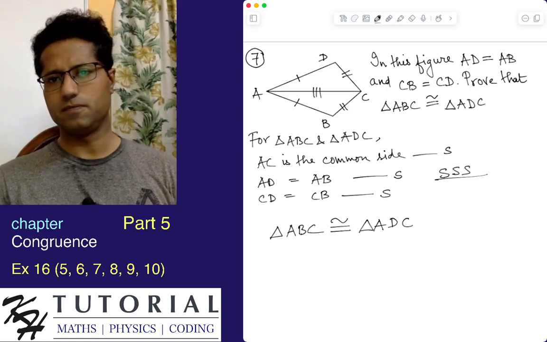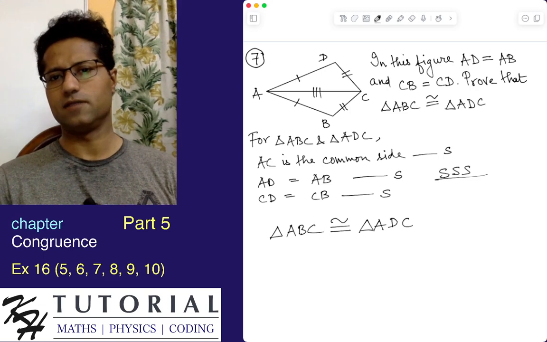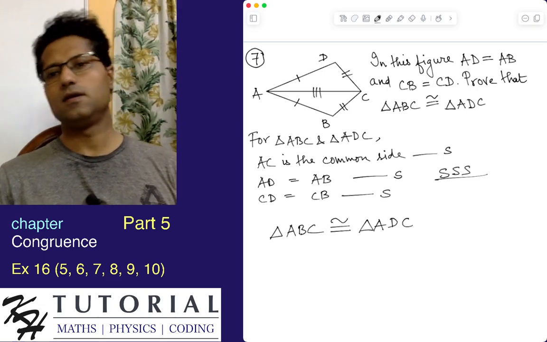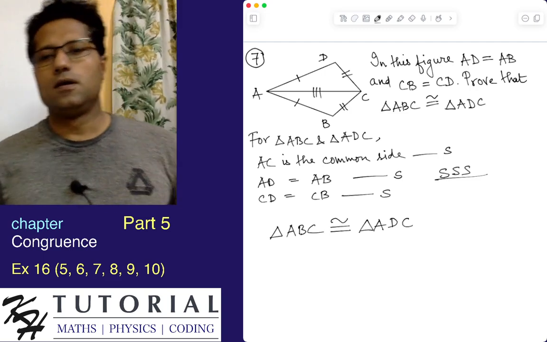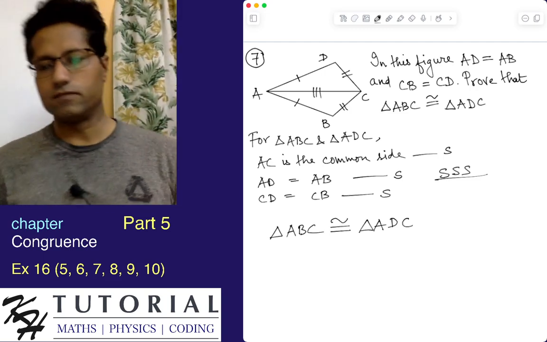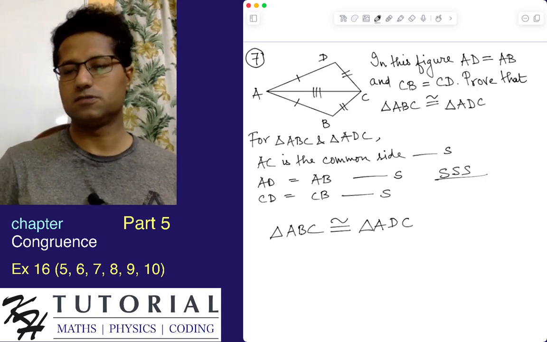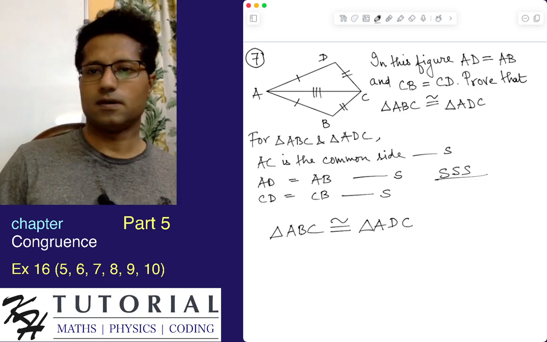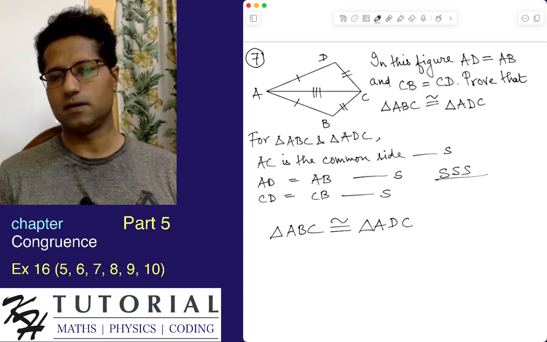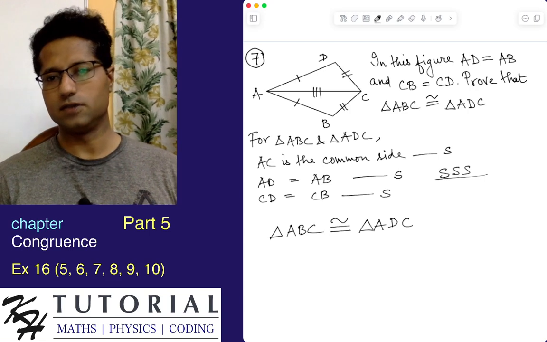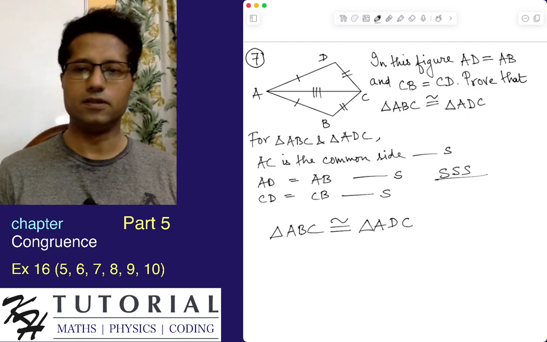So this was easy, based on the 3 sides being given. We can see the 3 sides are equal in the two triangles, and just from the equality of the 3 sides, we have to find the correspondence between the two triangles, and then we have to correctly write the congruence relation, or congruence name, between the two triangles.